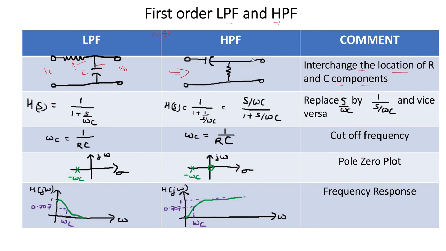So this is the circuit of high pass filter, and the transfer function of low pass filter is this, where omega C is the cutoff frequency. And if we replace S by omega C by 1 upon S by omega C, then we will get the transfer function of high pass filter. So here 1 upon 1 plus 1 upon S upon omega C. So S upon omega C upon 1 plus S upon omega C is the transfer function of high pass filter.